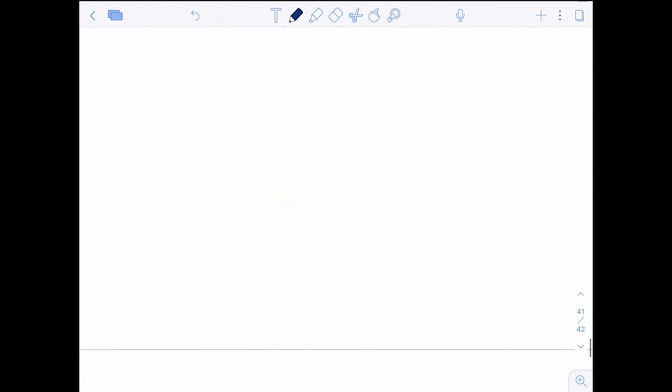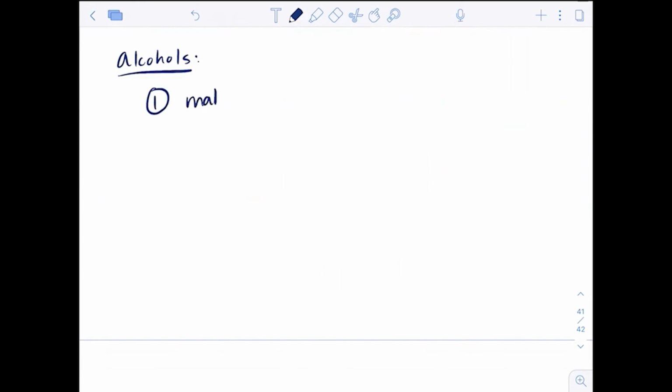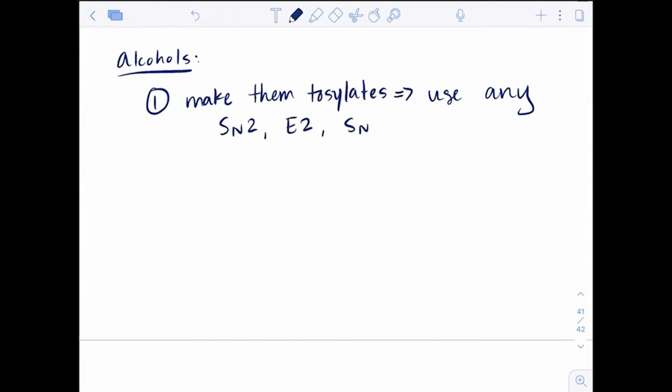So just to recap, for alcohols, you have one of two options. Make them tosylates. And then you can use any of our chapter 7 SN2, E2, SN1, E1 reactions. So this will work for primary, secondary, or tertiary tosylates as according to our primary, secondary, or tertiary alkyl halides.